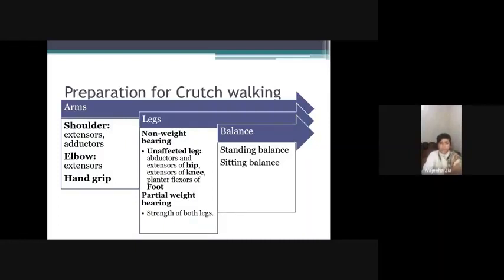In the case of the legs, if the patient is non-weight bearing, then strengthen the unaffected leg: the hip adductors and extensors, the knee extensors, and the plantar flexors of the foot. If there is partial weight bearing, then strengthen both legs. In non-weight bearing the patient has to put weight on a single leg, so you have to strengthen that single leg properly. But if the patient puts half the weight on one leg, half on the other leg, and some weight on the crutch, you have to strengthen both legs. The balance of the patient.